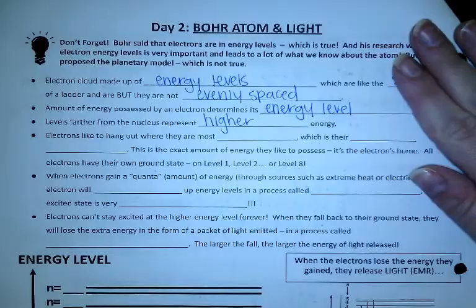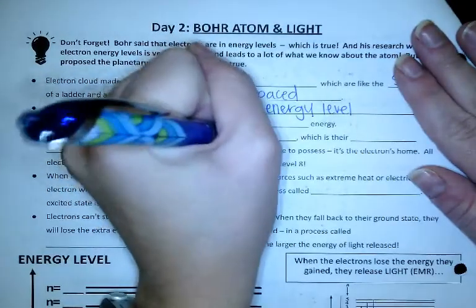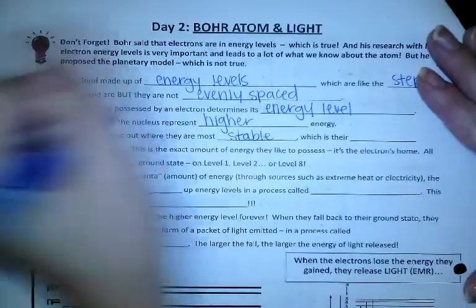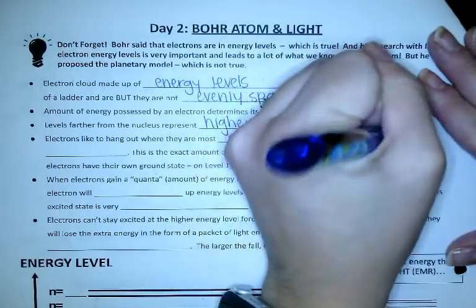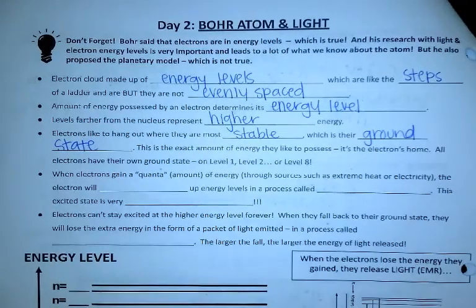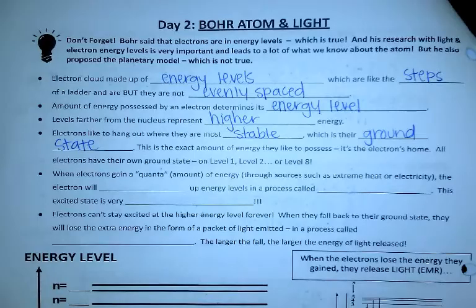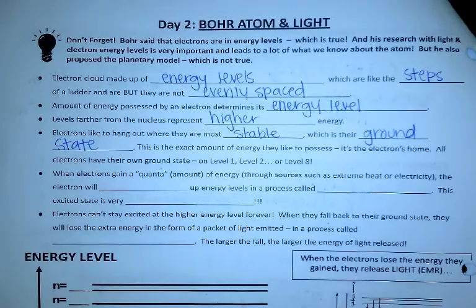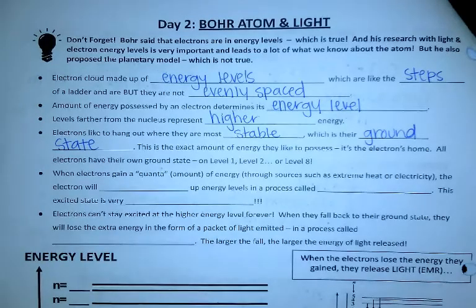So electrons like to hang out where they are most stable, okay? Most stable, which is called their ground state. When they're in their ground state, they're just chilling. They're not uncomfortable. That's kind of how I like to think about it. They are just where they are most comfortable. This is the exact amount of energy they like to possess. It's the electron's home. So again, the ground state is where the electron likes to exist. Now, all electrons have their own ground state, whether that be a level 1 or level 2 or level 8.